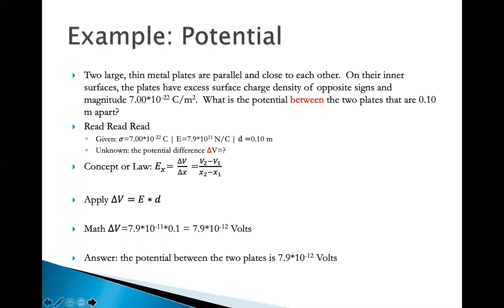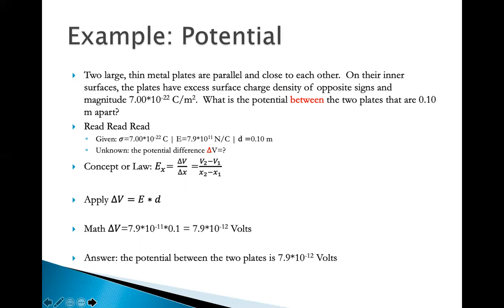Okay, so the next example, we're going to make sure we use what we learned today. Two large thin metal plates is the same exact scenario, right? So here it's asking what's the potential between the two plates that are 0.10 meters apart. This is a hypothetical scenario. Usually parallel plates are not so large. I mean, actually there are parallel plates that are large like this, but this is not a particularly typical case. But anyway, let's use those 10 centimeter parallel plates.